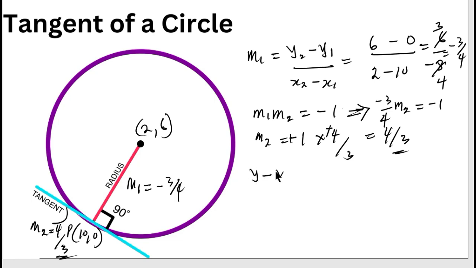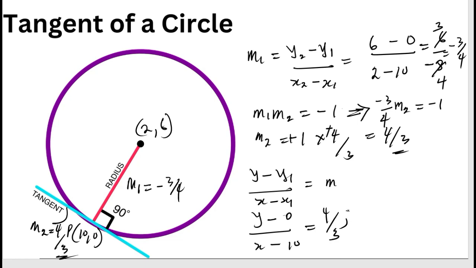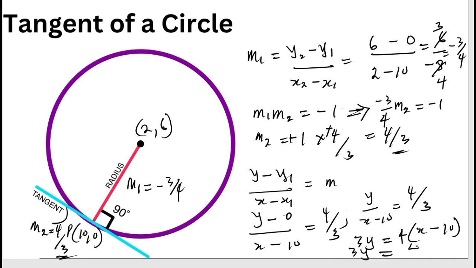That will be (y minus y1) over (x minus x1) equals m2. Now we're saying (y minus 0) over (x minus 10) is equal to 4 over 3. That's the same thing as saying y over (x minus 10) is equal to 4 over 3. Now I can cross multiply, so that 3y is the same thing as 4 times (x minus 10).